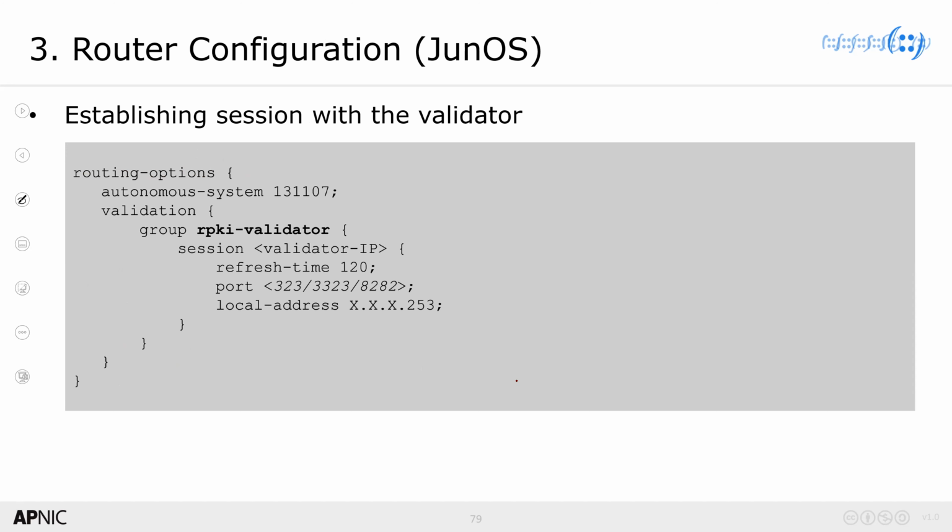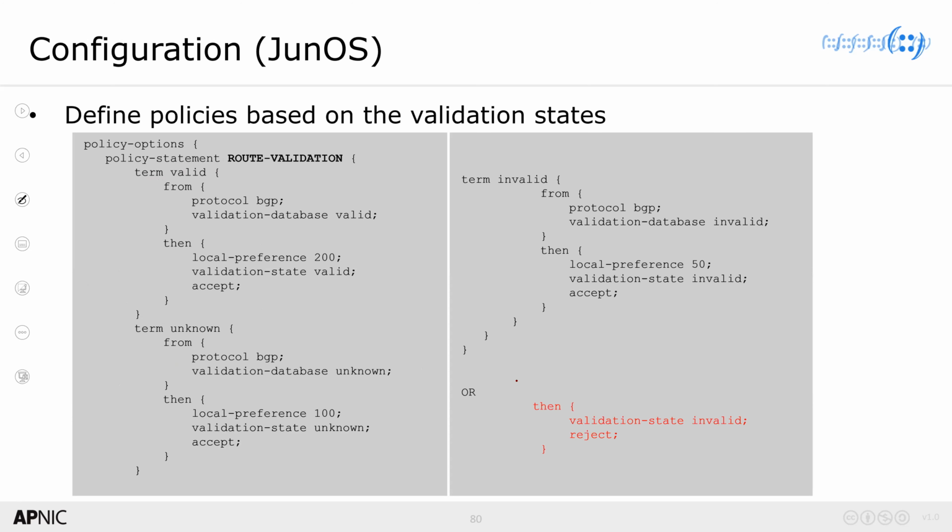Establish your session with your validator. So do your group declaration, set the session, refresh time, the port the validator's listening on, and the address of the validator. Then go and define your policies, and either local pref or drop.